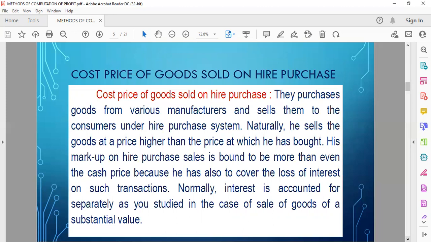Then we can see the cost price of goods sold on hire purchase. The hire vendor purchases goods from various manufacturers and sells them to the consumers under the hire purchase system. Naturally, he sells the goods at a price higher than the price at which he has bought. His markup on hire purchase sales is bound to be more than even the cash price because he has also to cover the loss of interest on such transactions. Normally, the interest is accounted for separately, as you studied in the case of sale of goods of a substantial value.